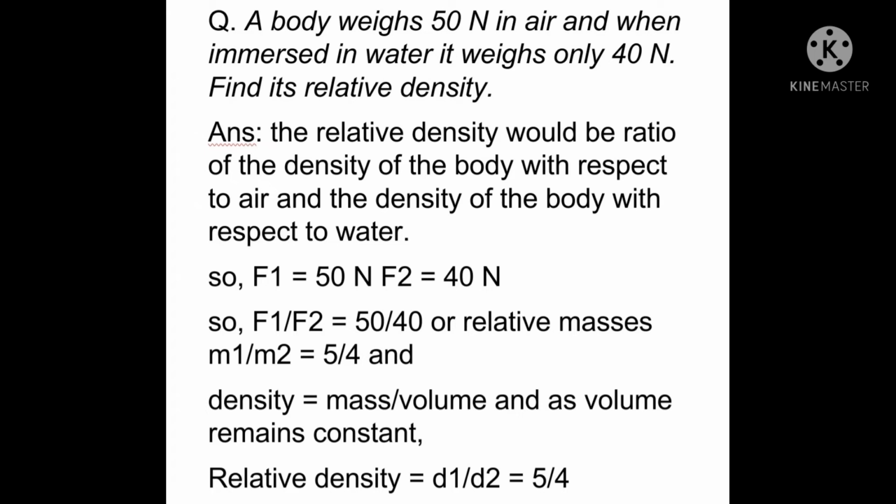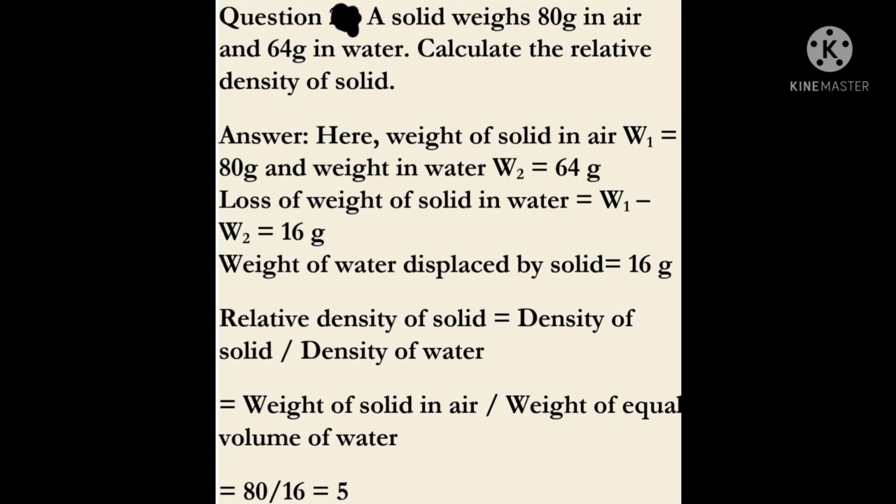And we know density is equal to mass per unit volume. Now, as the volume remains constant, so relative density, that is equal to d1 upon d2, that is equal to 5 upon 4. A solid weighs 80 gram in air and 64 gram in water. Calculate the relative density of solid.